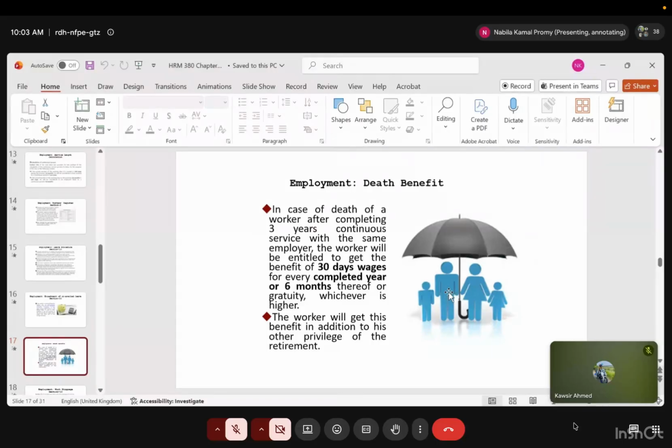Okay. If not, slide number 17 talks about death benefit.